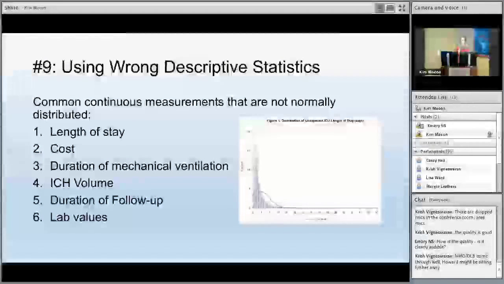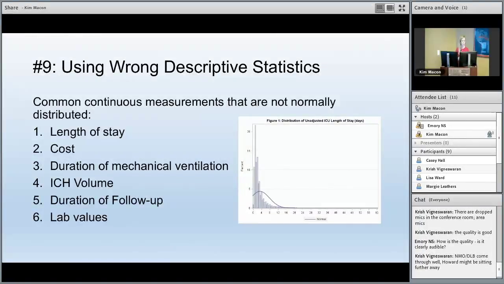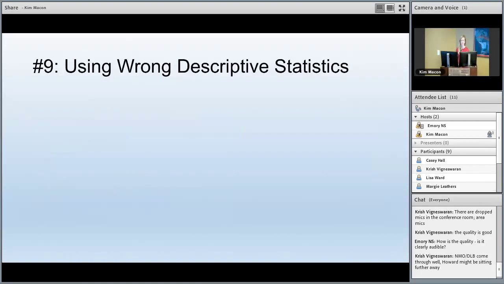But in reality, there are lots of variables used in practice that are not normally distributed. Length of stay is by far the most common variable not normally distributed. Most of the people will stay a reasonable amount of time, and then you've got those people that seem to stay forever. And what happens is it skews your distribution. So a vast majority of your data is sitting right here, but then you have all these outliers out here that are going to cause your mean value to go up. Cost is another thing. ICH volume can be not normally distributed, duration of follow-up, and of course lab values.